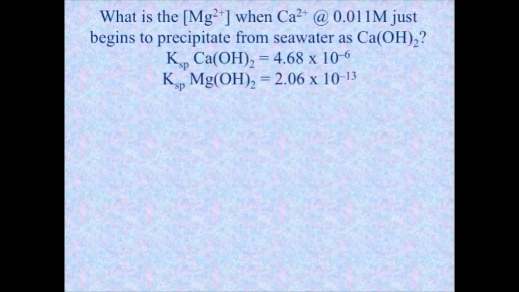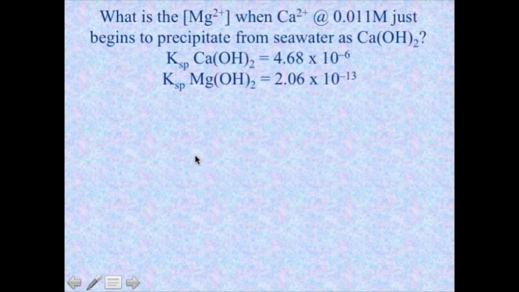What is the magnesium ion concentration when calcium at 0.011 molar just begins to precipitate from seawater as calcium hydroxide? Here's the Ksp of calcium hydroxide, 4.68 times 10 to the minus 6, and magnesium hydroxide is 2.06 times 10 to the minus 13. So it's pretty obvious that magnesium hydroxide is much more insoluble than calcium hydroxide.